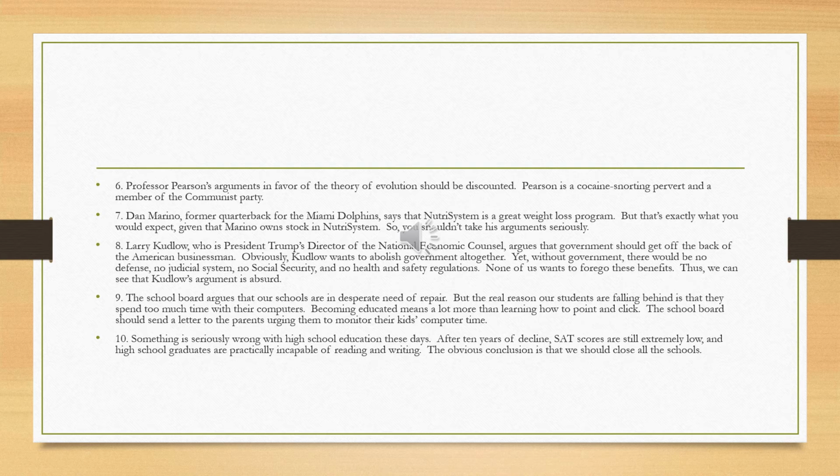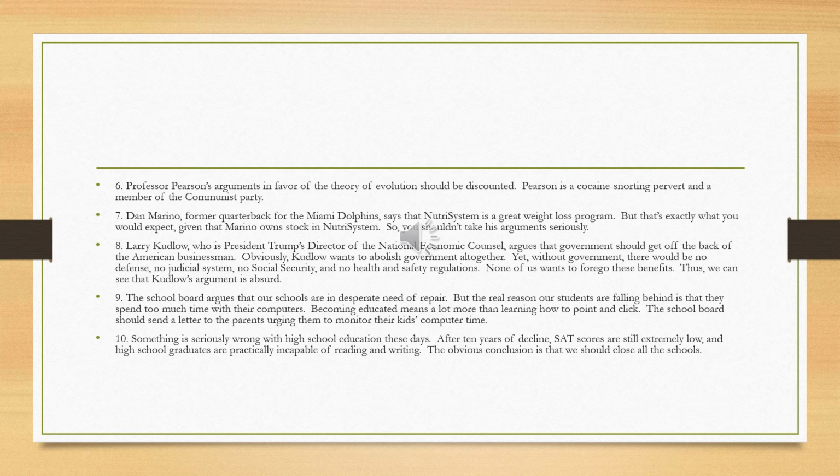So 9 is not a straw man. It's not attacking or distorting the view that our schools need repair. It's taking us onto a completely different topic. That is, that the students spend too much time on their computers. So if you can see the contrast between number 8 and number 9, 8 is a straw man, 9 is a red herring, then you clearly understand the distinction between those two fallacies.